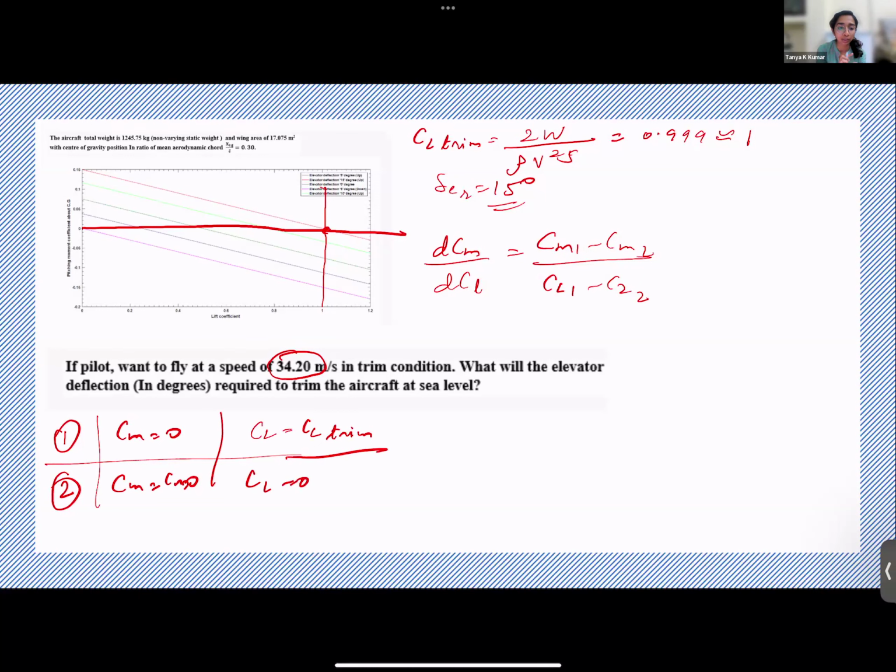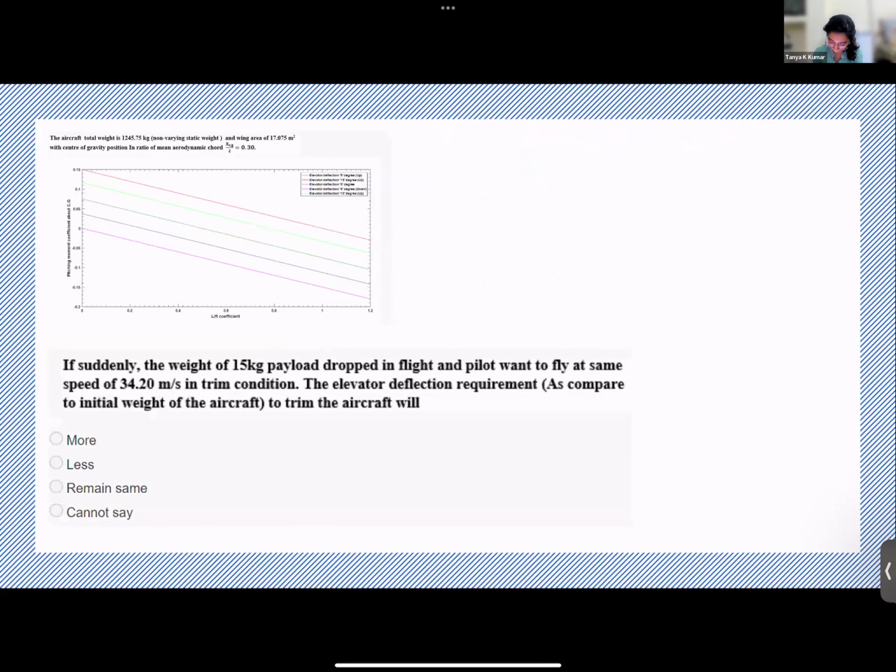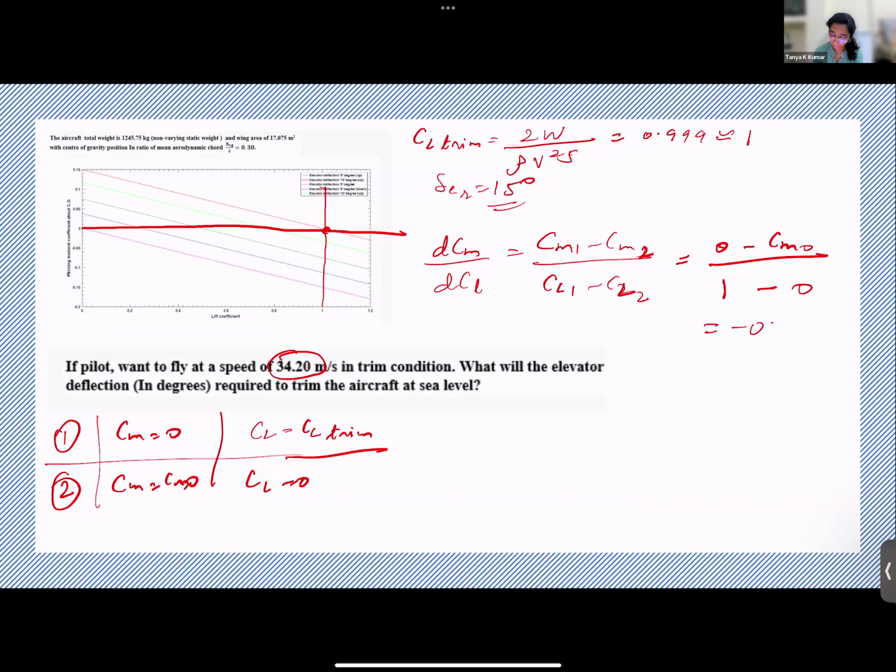So basically you're trying to find the slope and the intercept of the line, and then you match it. The slope of all the lines is the same, only the intercept changes. So you're trying to find which intercept corresponds to which CL trim. CM1 is 0, CM2 is CM naught, CL1 is CL trim, which is 1, and CL2 is 0. And DCM upon DCL we already have. The value is minus 0.15.